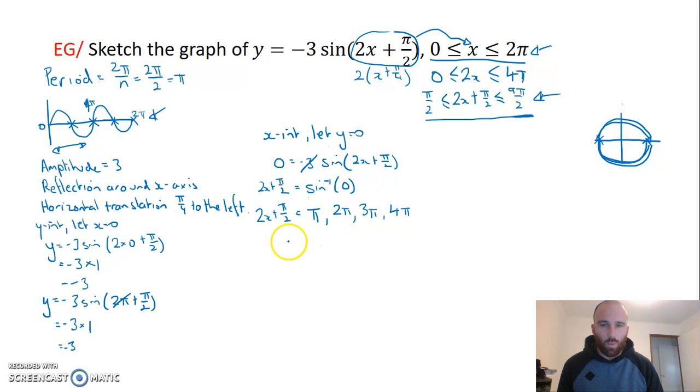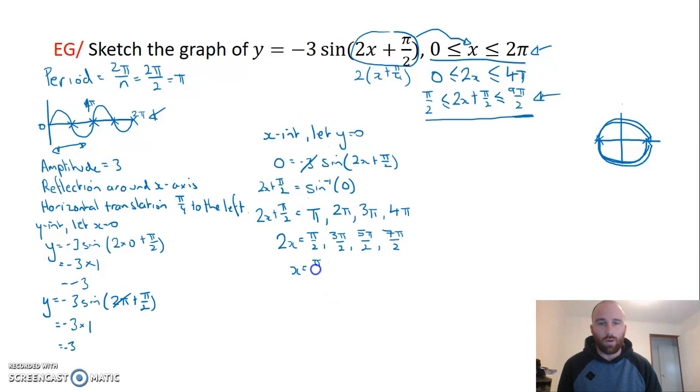So I'm going to rearrange this equation. I'm going to subtract pi on 2 from each one of those coordinates. So this becomes 2x equals, pi minus pi on 2 is pi on 2. 2 pi minus pi on 2 is 3 pi over 2. 3 pi minus pi on 2 is 5 pi over 2. And 4 pi minus pi on 2 is 7 pi over 2. Now I'm going to divide each of those values by 2.